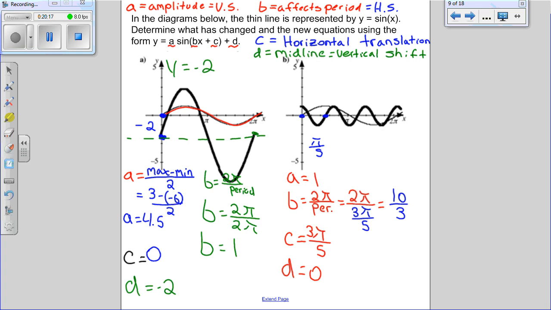Now, the reason I said there's two answers to this is if I kept drawing this graph, you would have had another x-intercept that goes up. So you could have said, instead of going 3 pi over 5 to the right, you could have done pi over 5 to the left. Right? So sometimes on graphs, there's two answers, like if they drew the graph completely for you.